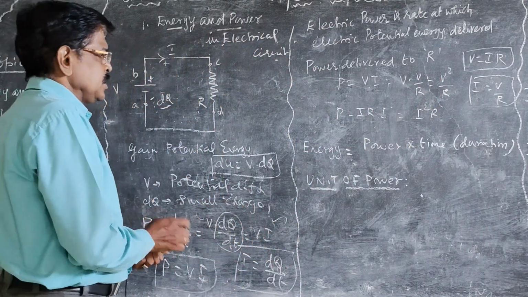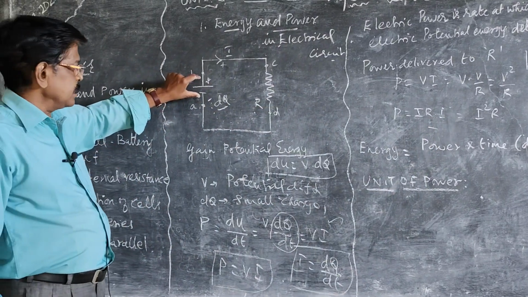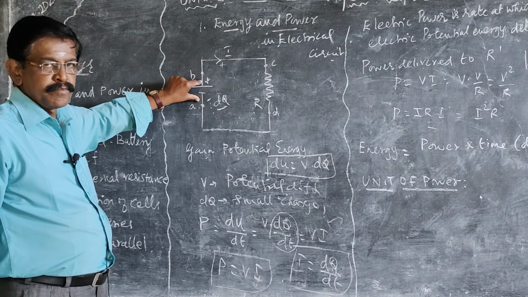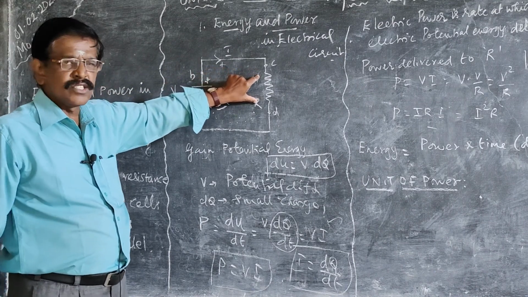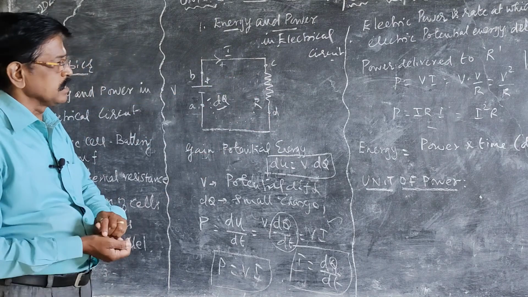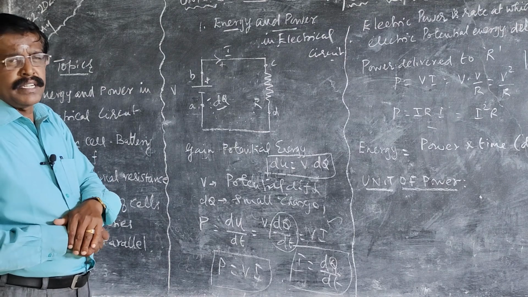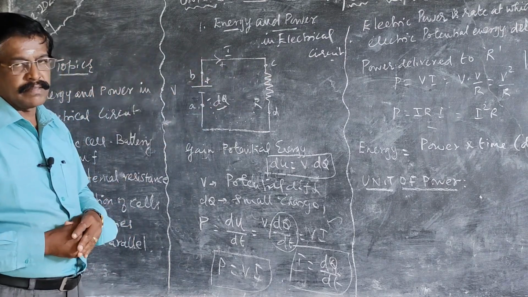See, this is about the power. The power delivered by the battery is given to the resistance, or the external body connected in the circuit. But truly speaking, the entire power is not delivered.